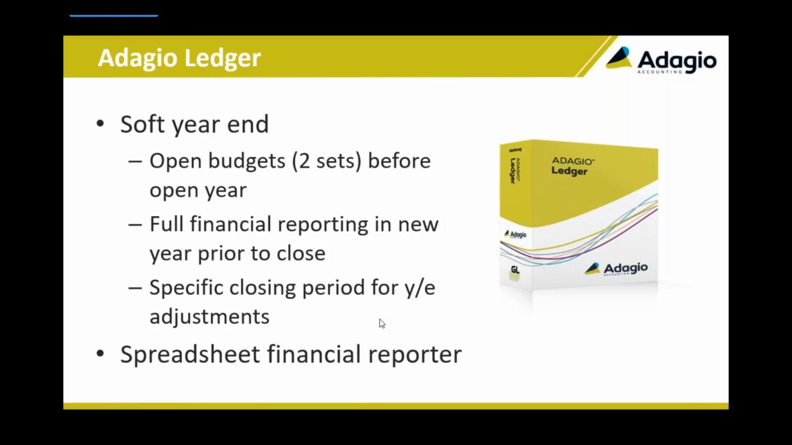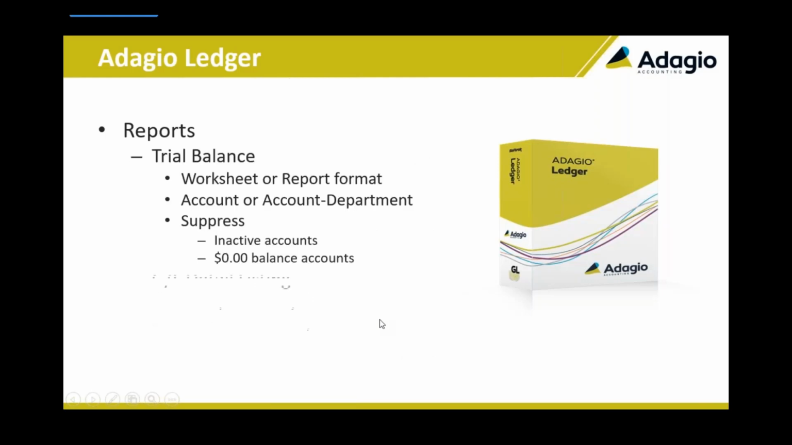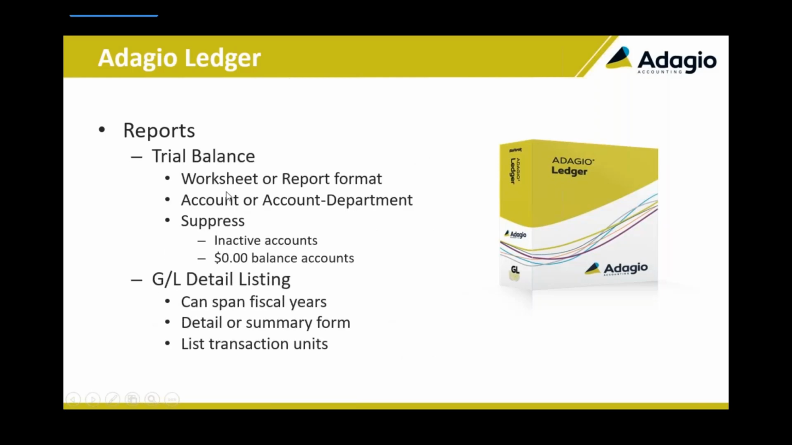Let's talk a little bit about the financial reporter. Oh, I said that I would talk about reports. Of course, there are a full set of reports within Adagio, specifically like an open payables and aged open payables and an open receivables, and all the important major reports can be dropped into Excel as a table.